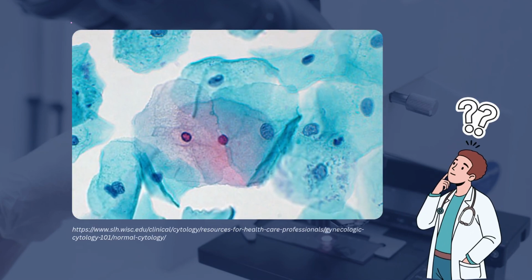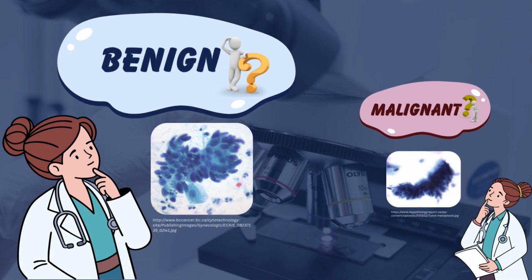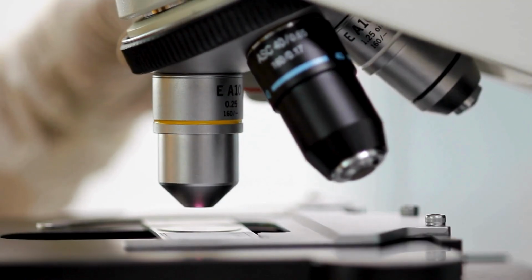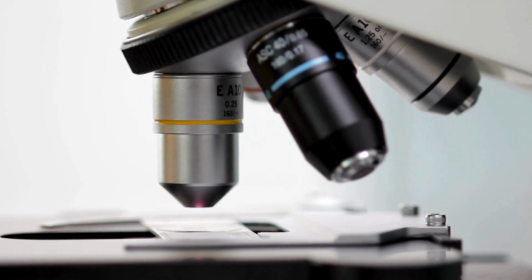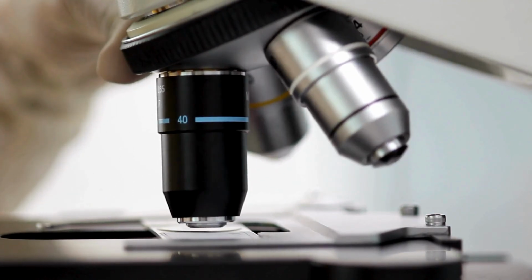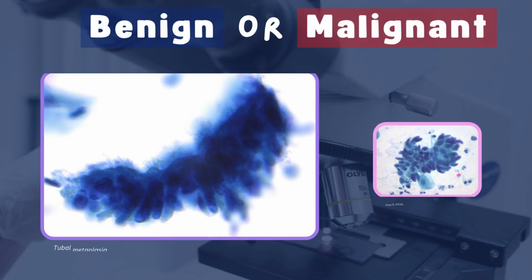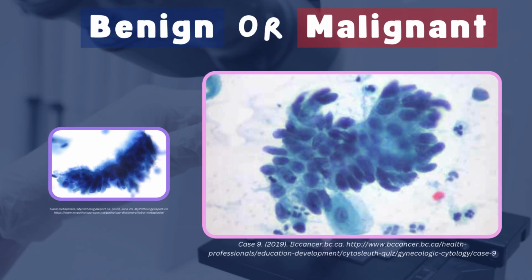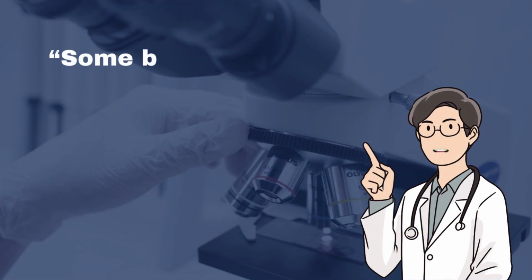Can a normal cell pretend to be cancer? Can a pap smear result lead us down the wrong path? In gynecological cytology, what we see under the microscope can be deceptive. A benign change might look malignant, and a serious lesion might be missed entirely.